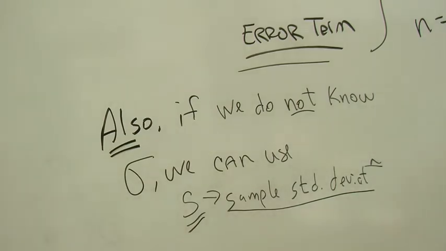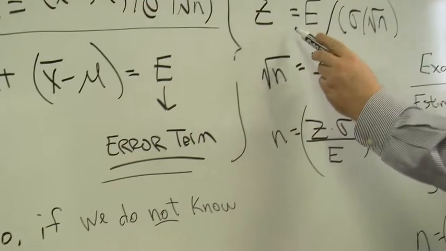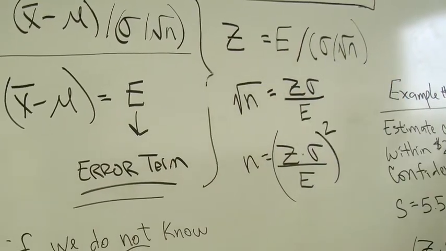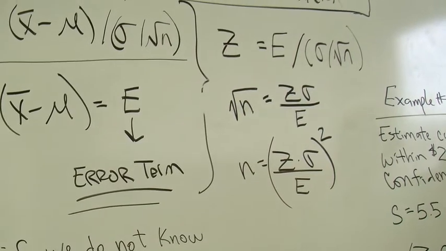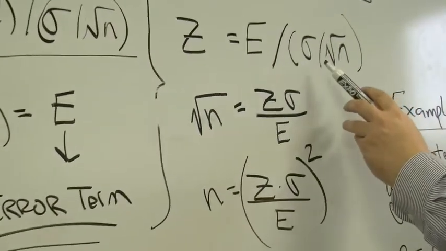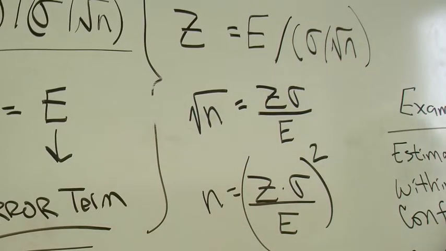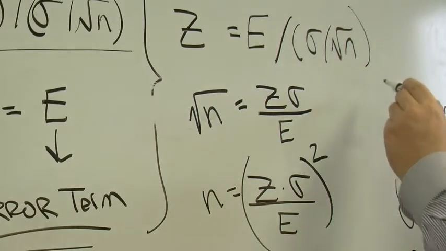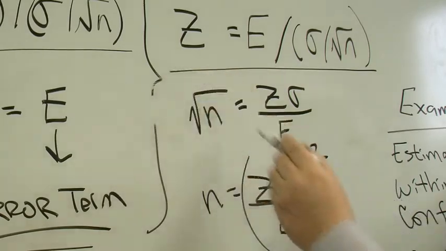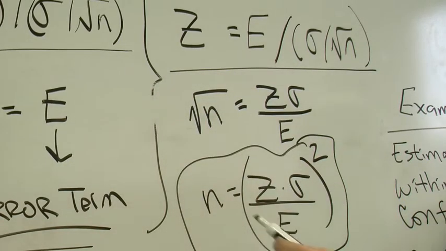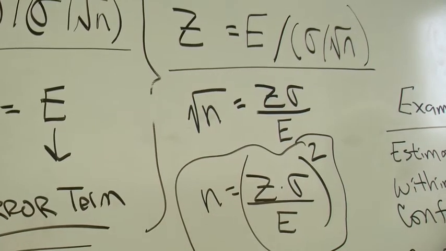So formulaically, this should come as no surprise, we can set up z equals E divided by sigma divided by the square root of n. In this instance, we're actually going to use a sample standard deviation because we don't know the population standard deviation. But if you do the algebra on this formula, eventually you end up with this formula where we've just isolated n, our sample size, by itself.